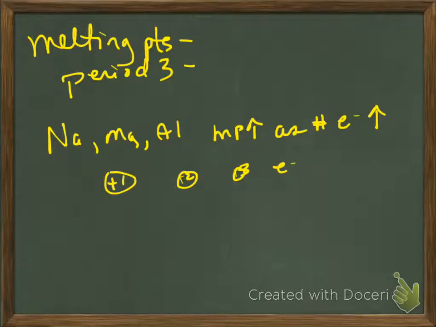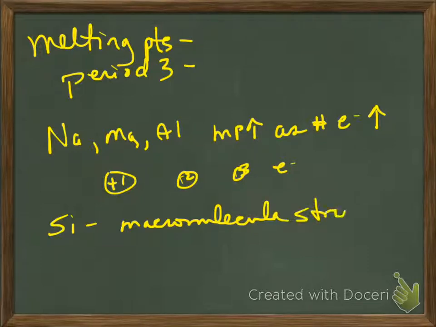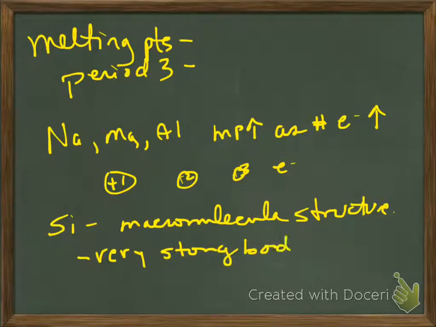All right, silicon in the middle has a macromolecular or giant molecule structure. Very strong bonds because it's that 3D kind of crystalline structure. This has a relatively high melting point. We'll look at a quick graph of the melting points in just a minute.